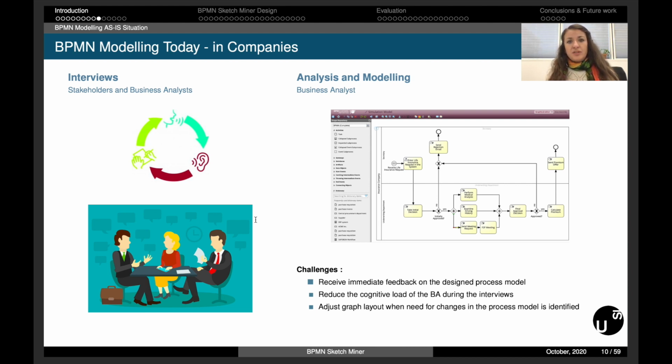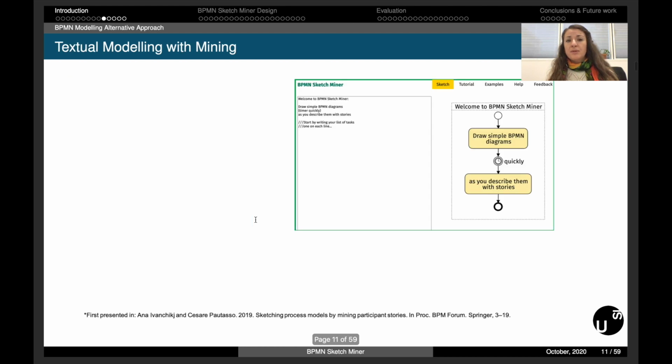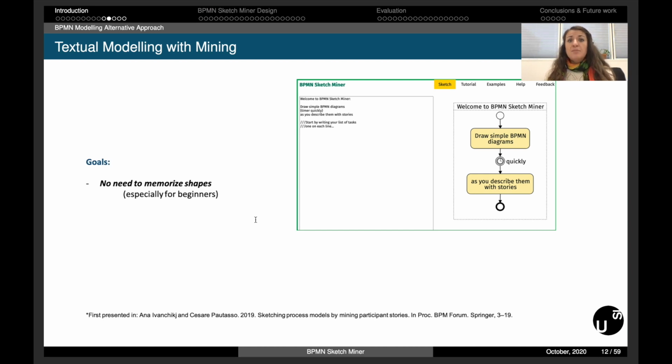So to address some of these challenges, at the BPM forum last year, we have proposed to combine textual modeling with mining. And now we have extended and evaluated that work. So the goal is to avoid the need of memorizing the different shapes, especially for absolute beginners. Then to also keep the textual DSL as close to natural language as possible, as compared to other textual DSLs such as PlantUML, which are using more programming language type of DSL.